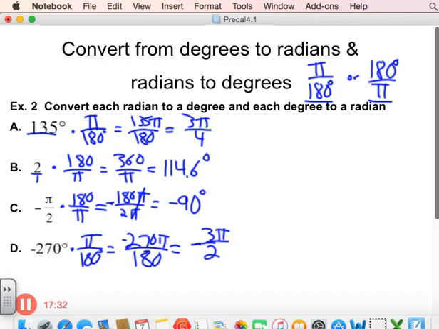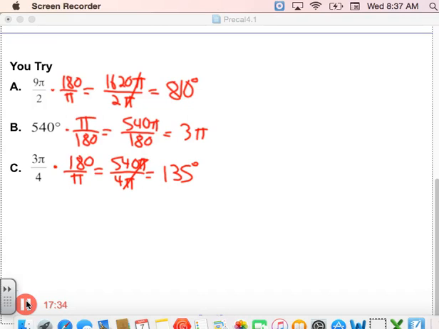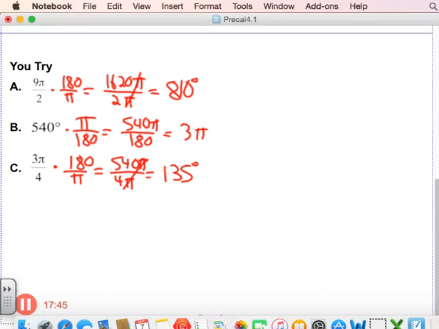You guys try the next few and I'll go over. So for A part, 9 pi over 2 is 810 degrees. For B part, 540 degrees is 3 pi radians. And for C part, 3 pi over 4 is 135 degrees. All right, so let's move on.